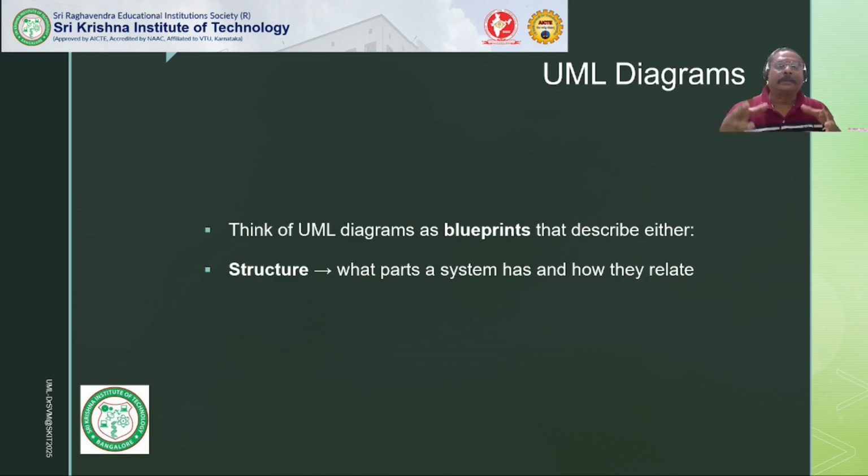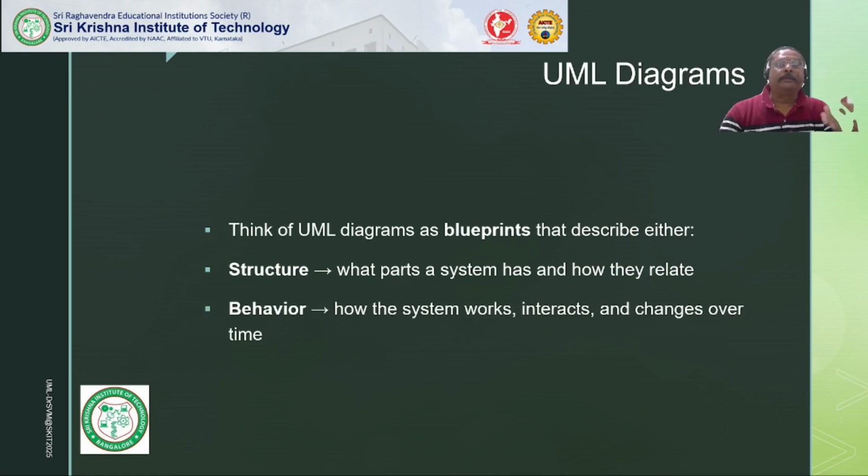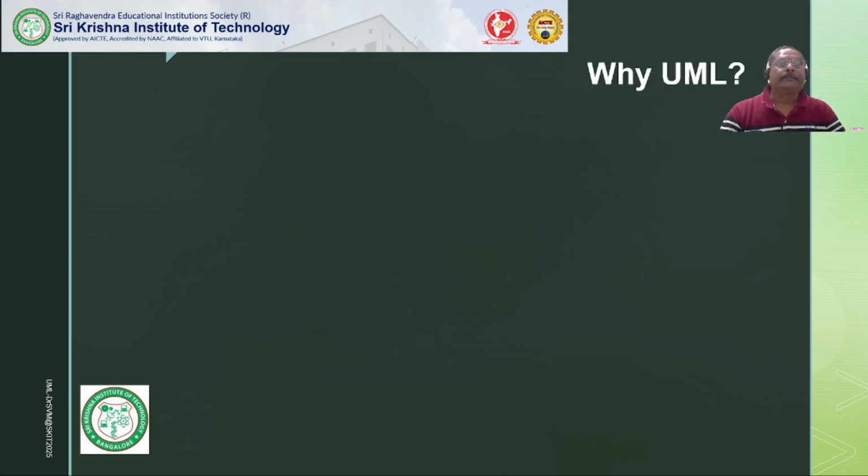So this is a structure of a system. The components of the system are shown here, and how they are related to one another. That's one aspect of the representation, and another is about the behavior, how this system works, interacts or changes over time. So that's a dynamic component of the system, represented in a behavior way.